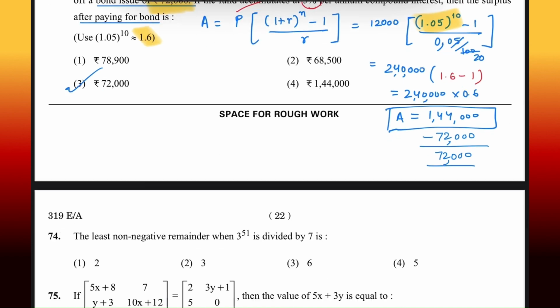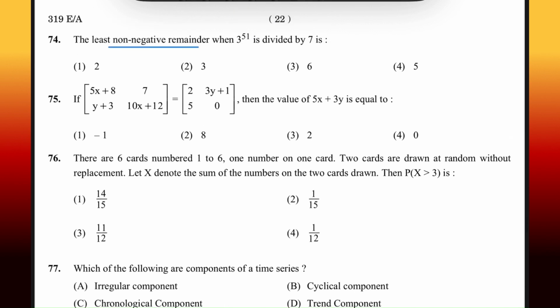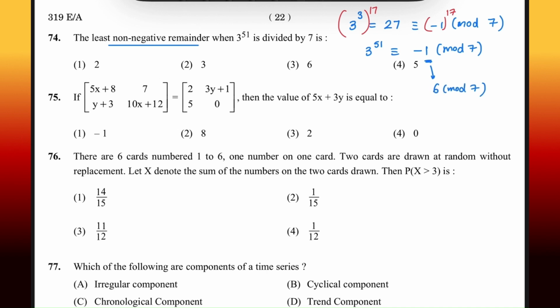All right. Moving on to question number 74, the least non-negative remainder when 3 to the power 51 is divided by 7. So how do we start with powers of 3 and 7? We already know that 3 cube, which is 27, is congruent to minus 1 mod 7, right? So that's how we start with 3 and 7. So what if I raise to power 17 both sides? Because that will help me reach 3 to the power 51. So that gives me 3 to the power 51 is congruent to minus 1 mod 7. All right. But minus 1 is already congruent to 6 mod 7, because minus 1 and 6 are congruent under modulo 7 operation. So that gives you the final answer as 6.